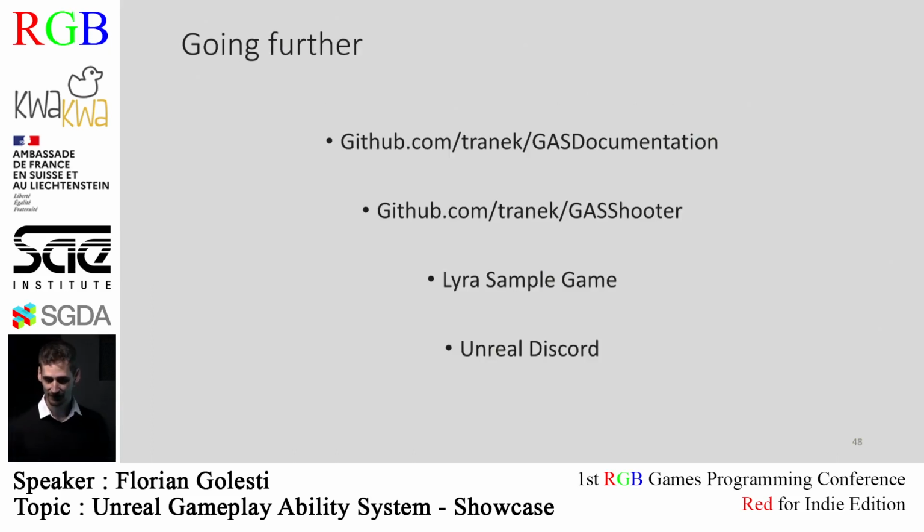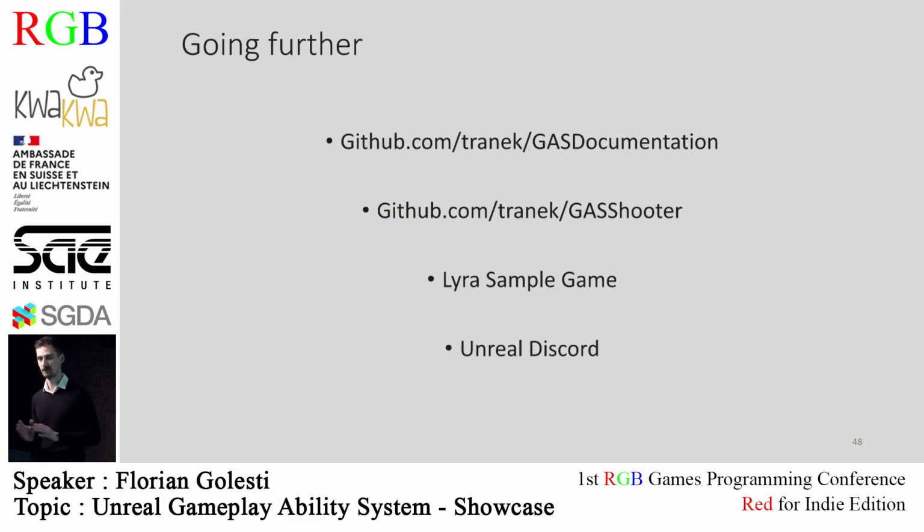Okay, I think I'm a bit in advance. So the gameplay ability system, it's kind of hard to start with because we have some resources, but it's a bit complex. For a good start, I think that there are some YouTube tutorials, and then the main resources are the Tranek GitHub. It's an unofficial documentation about the GAS system, but it's very useful. And also the GAS Shooter, which is an example project.